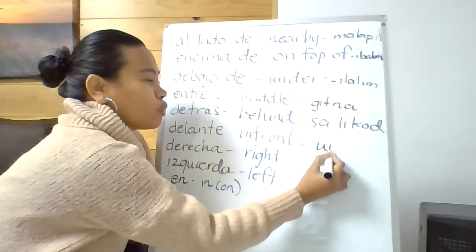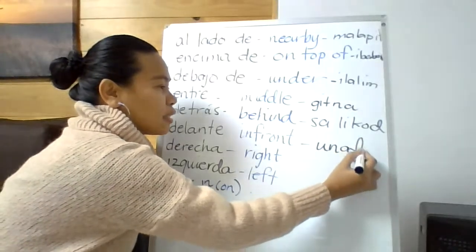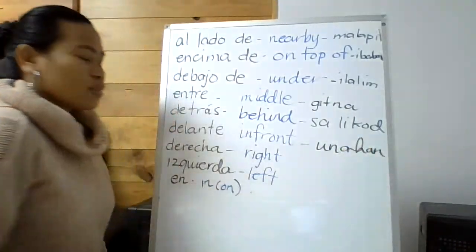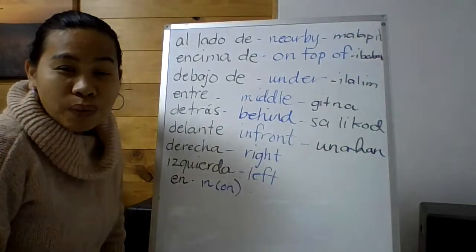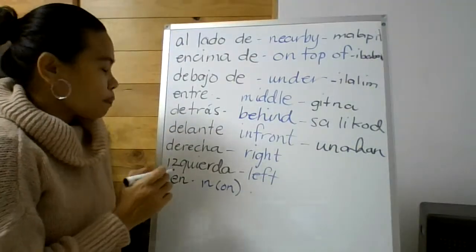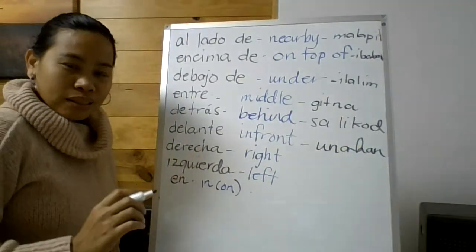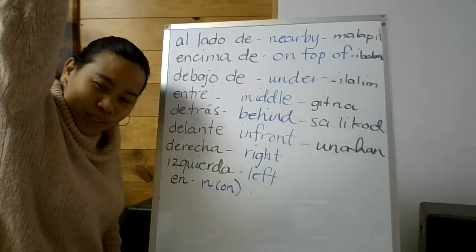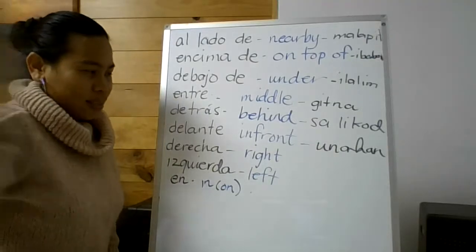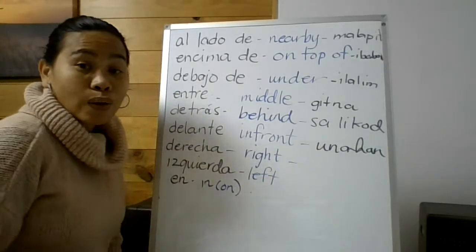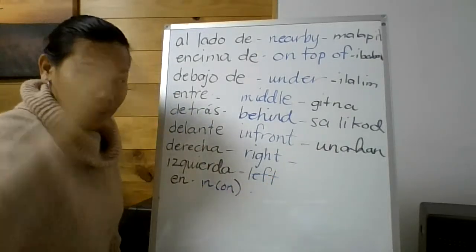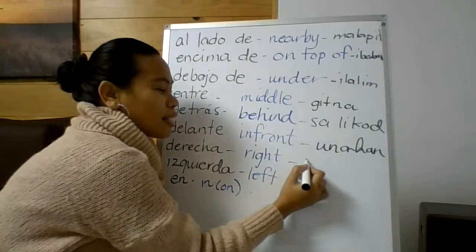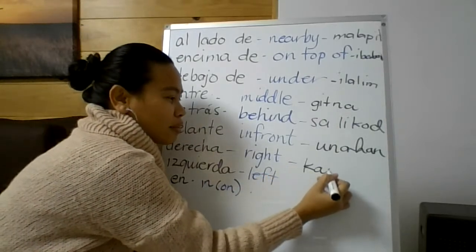Unahan, in front. Unahan in Tagalog. Okay? So, delante is unahan. Next, derecha is right side. Derecha. A la mano, a la derecha. Right. ¿Vale? In Tagalog, kanan, no? Kanan, kaliwa. Kanan.